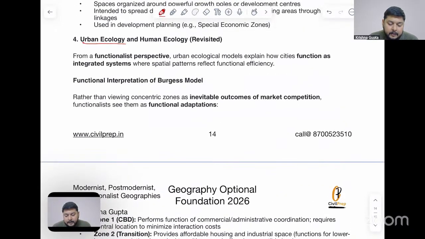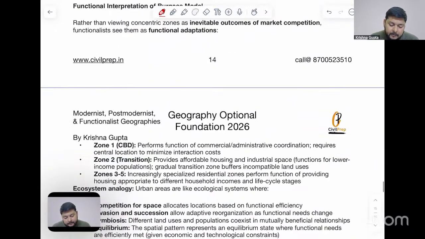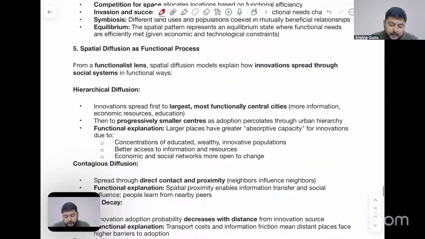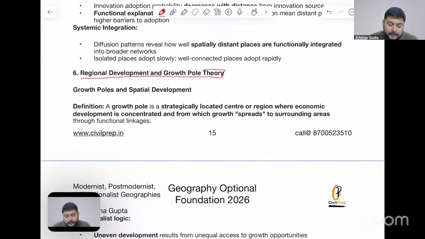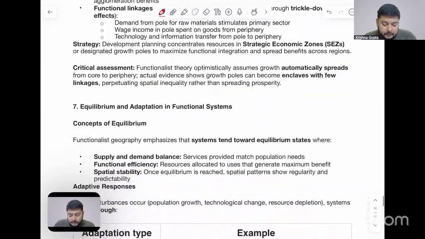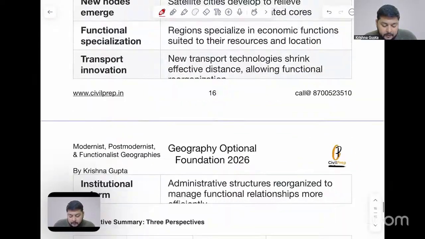Then urban ecology and human ecology will also be seen in detail. Spatial diffusion as a functional process will also be seen in detail. Regional development and growth pole theory. So most of the things we will see here are a part of the models, theories, and laws in human geography, which will be seen from a different perspective.